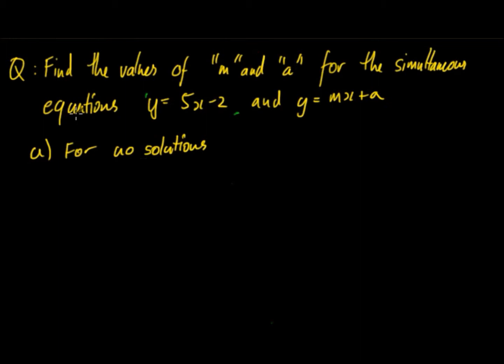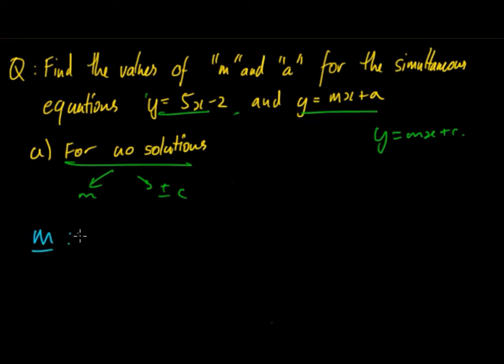So looking at this example, we have: find the values of m and a for the simultaneous linear equations y equals 5x minus 2 and y equals mx plus a. So firstly, they're in the form y equals mx plus c, so we don't have to worry about rearranging them. But now we want to look at for no solutions. So we have to look at the two different aspects, the gradient and the translation. So firstly, looking at the gradient, we want the gradients to be the same because for no solutions.